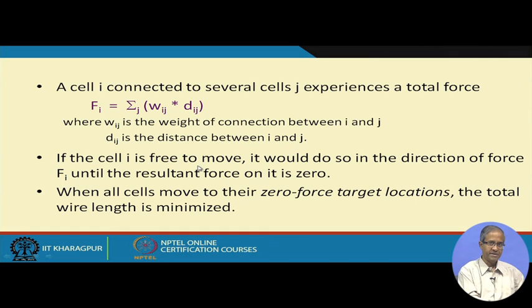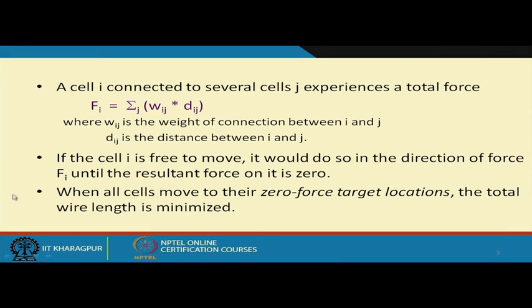Now, what I have just mentioned, if the cell I is allowed to move freely, it will be moving towards the direction of the dominant force, and in its final position, which is sometimes called the 0 force target location, the resulting force Fi will become 0. So, if we allow the cell I to move freely, it will automatically come and rest in its final so called 0 force target location. So, our objective is to find out the coordinate of the 0 force target location, so that we can decide which is the best location to place that block.